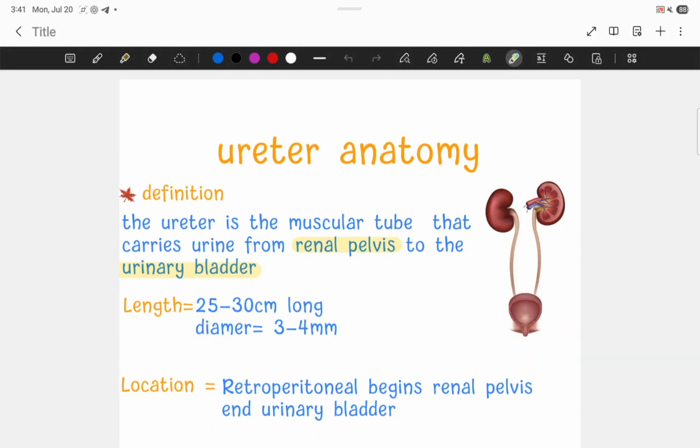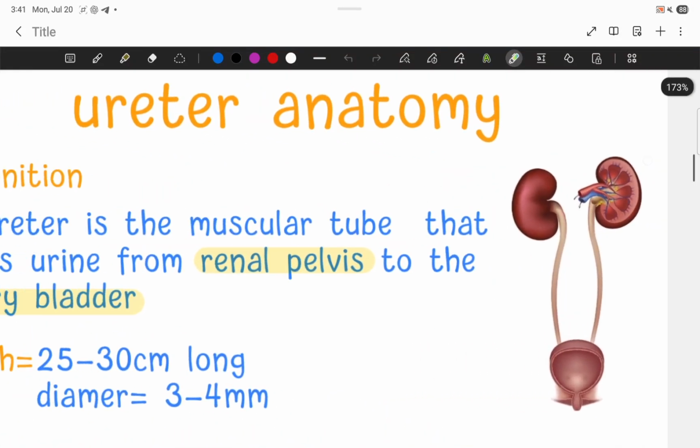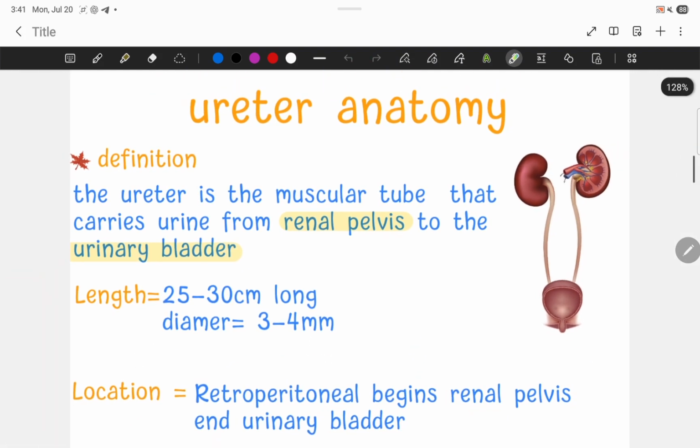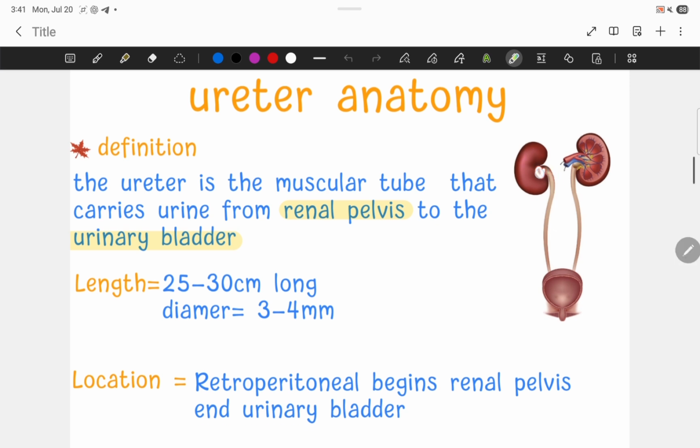This time we talk about ureter anatomy. So this is the ureter. We define it: the ureter is the muscular tube that carries urine from the renal pelvis to the urinary bladder. This is the renal pelvis. This is the urinary bladder.